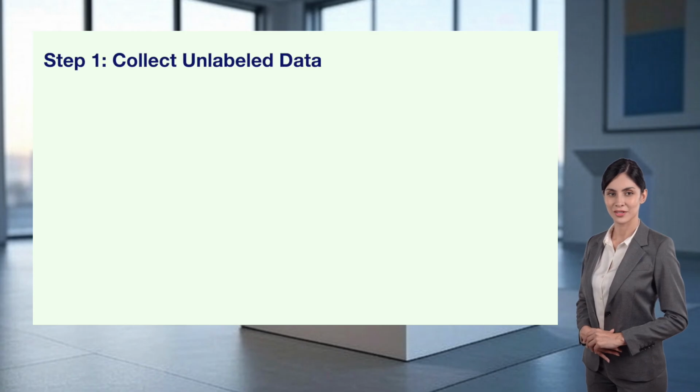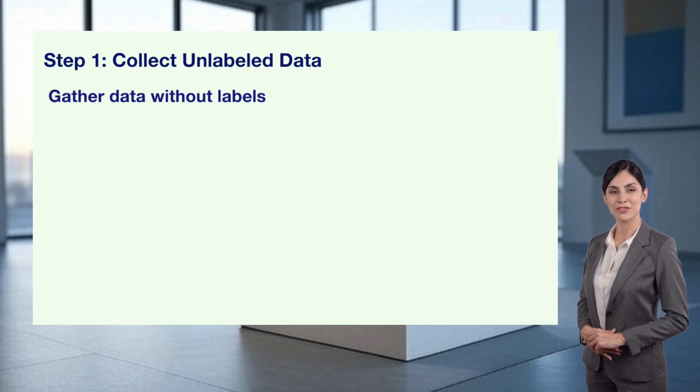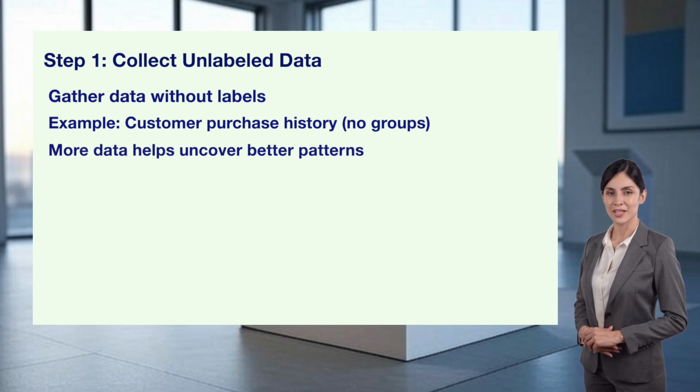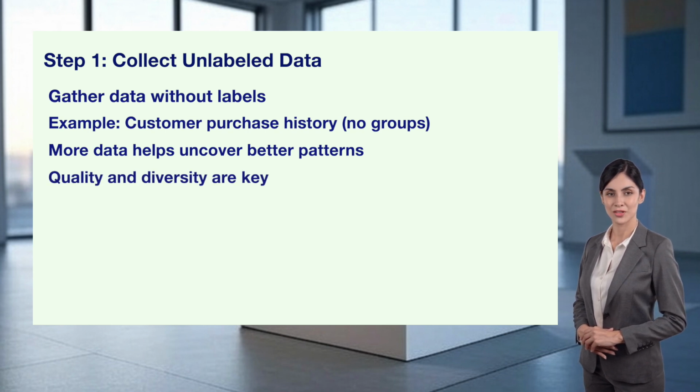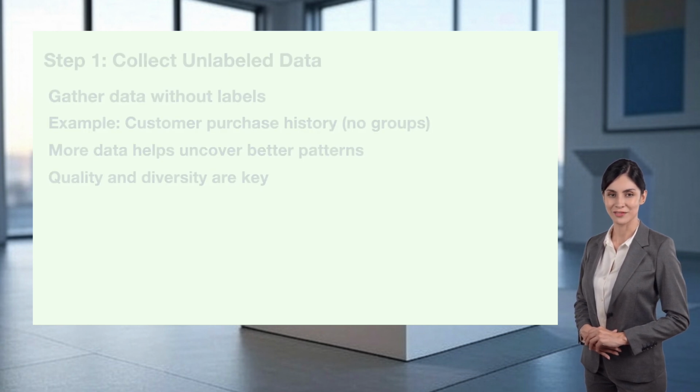The first step in unsupervised learning is to collect unlabeled data. This means gathering data without predefined labels or categories to guide the model. For example, we might collect customer purchase history without knowing their preferences or groups. Having more data helps the model uncover better patterns, but quality and diversity are key for meaningful results. It's like giving an explorer a large, varied map to discover new territories in the data.